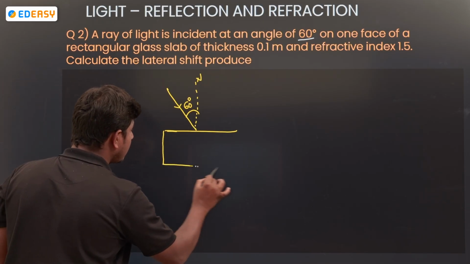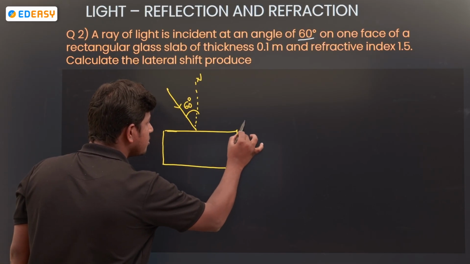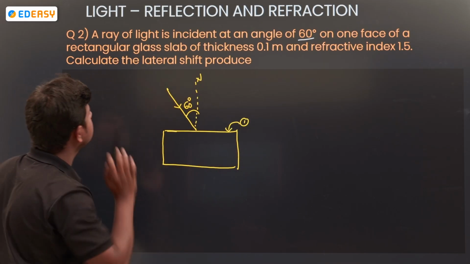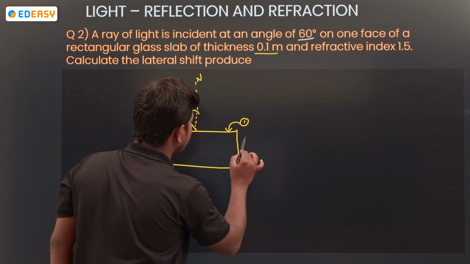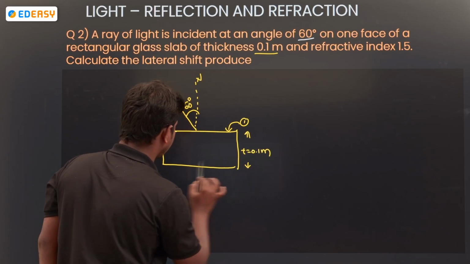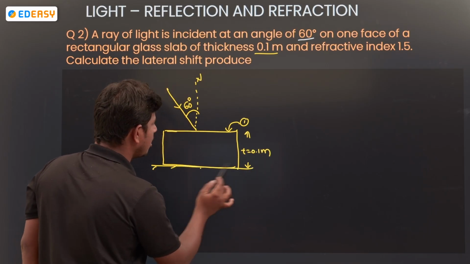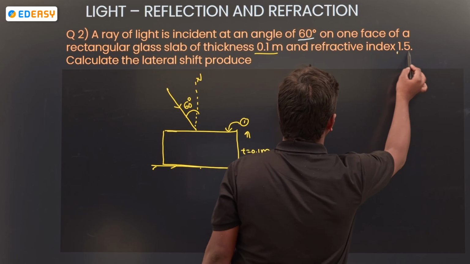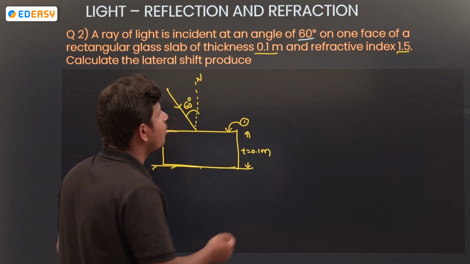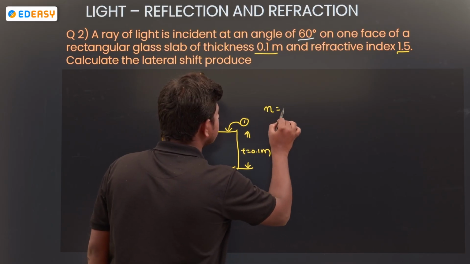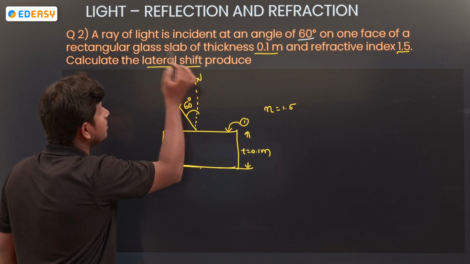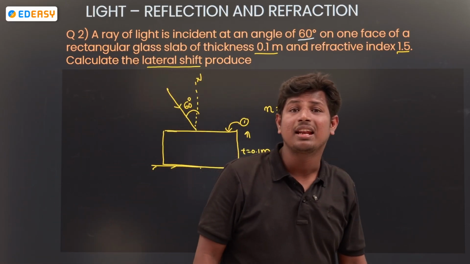So let us take a rectangular glass slab. This is the first face of the rectangular glass slab, and with the normal at the first face, the angle is 60 degrees. And what is the thickness? Let us take the thickness as 0.1 meter. And the refractive index, we no need to find out, the problem itself gives the refractive index. Refractive index is 1.5. Calculate the lateral shift.